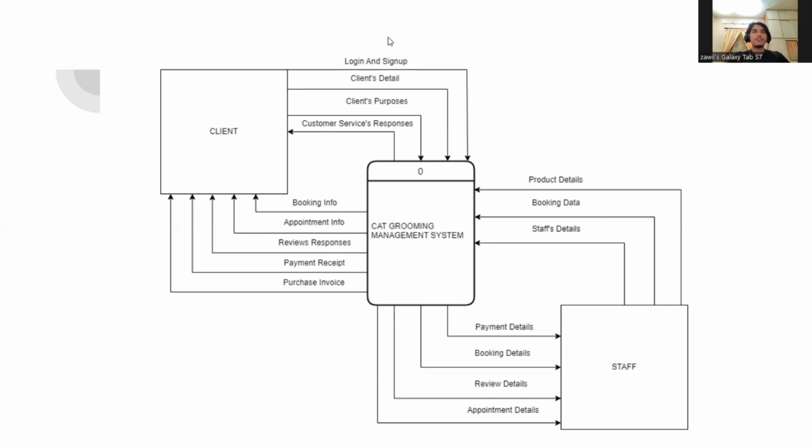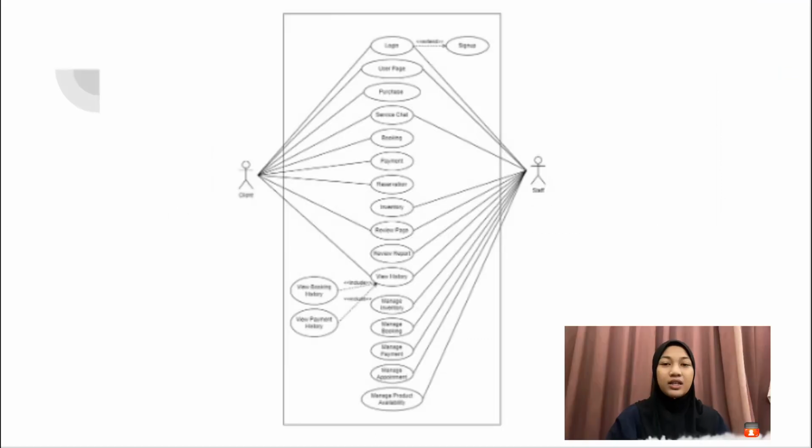As you can see, from the process, we have many processes that interact between the entities and the major processes. Thank you. Okay, next we move to our use case diagram. The use case diagram describes the high-level functions and scope of the system. These diagrams also identify the interaction between the system and its users.